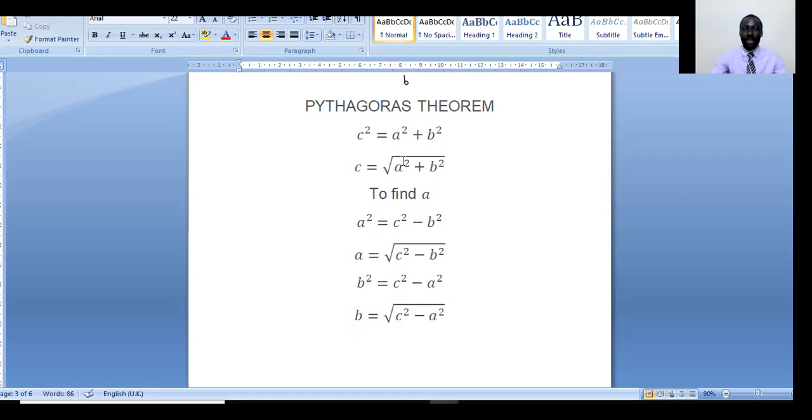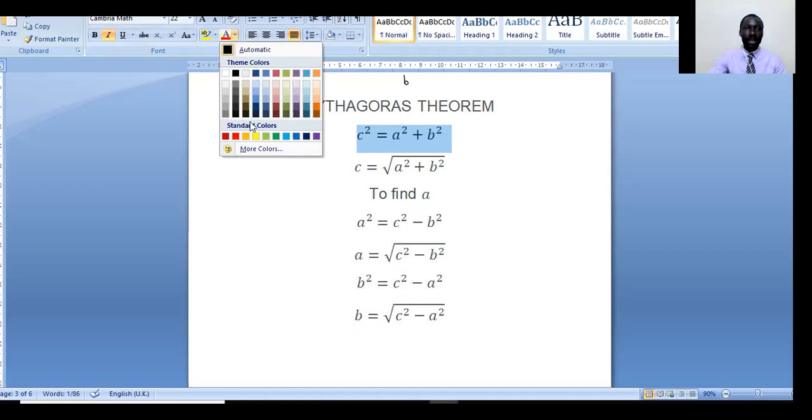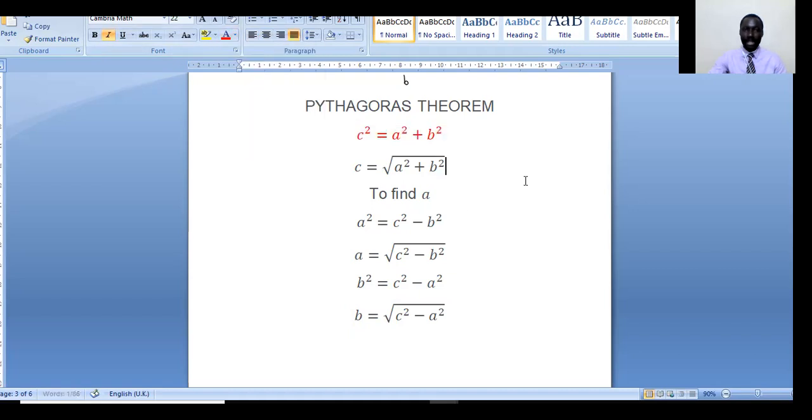And we have got from Pythagoras theorem, let me just highlight that one. This is Pythagoras theorem. I'm going to give it red. Yes, Pythagoras theorem can help us to find A, and also we can use Pythagoras theorem to find B. So to find B, we still use Pythagoras theorem. All right, so this is how we calculate the value of B.